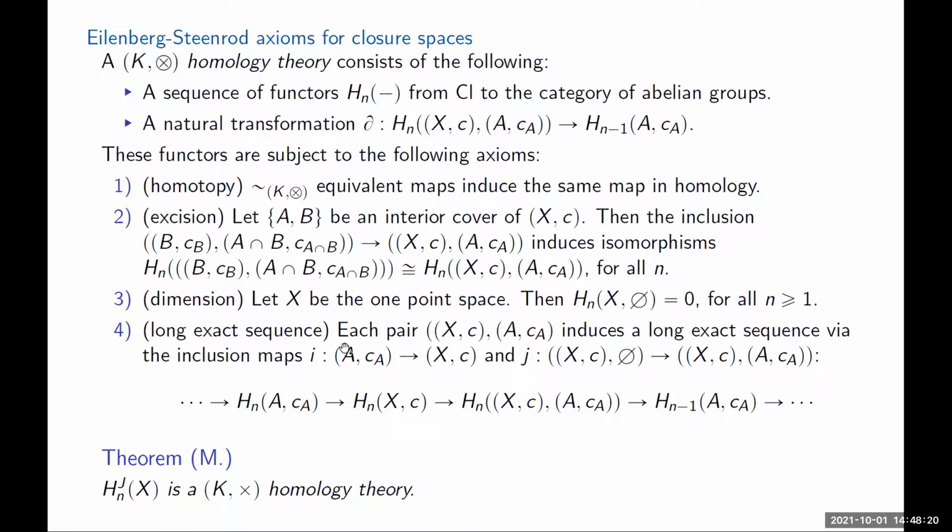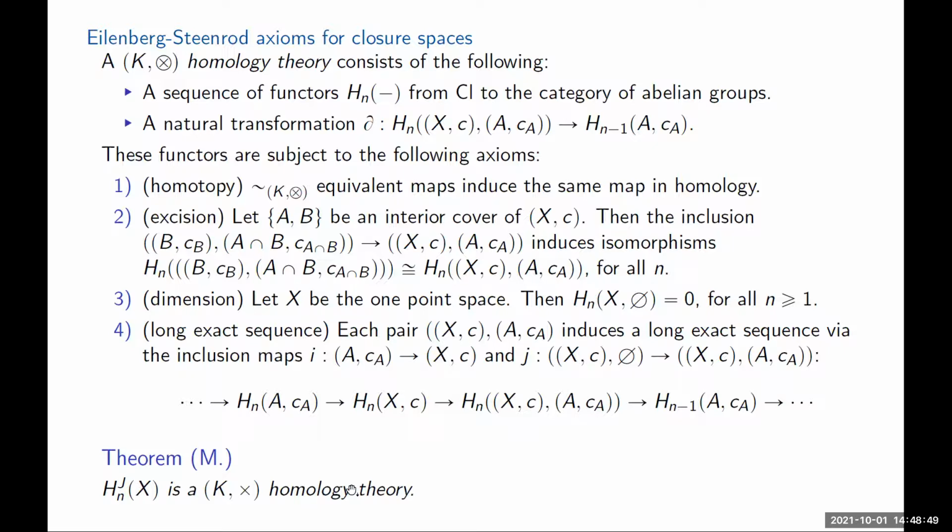You have a long exact sequence of a pair. The only thing that's different from the standard definition of these axioms is that now the homotopy relation depends on this interval K and the product operation tensor. So what we can show is that, for any choice of the interval K I was considering, J, J plus, or I, and the regular product, you have a homology theory.